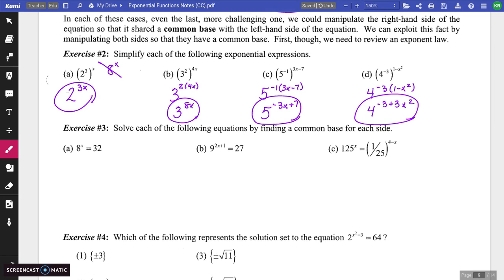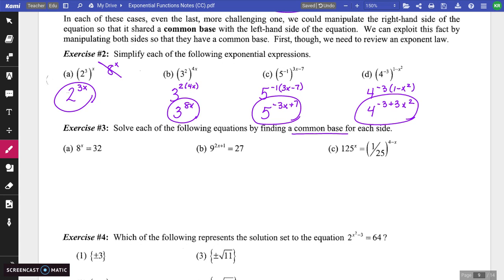All right, so now we're going to combine these two last ideas that we've looked at and use them to solve some exponential equations. We are going to solve by finding a common base. The first one, 8 to the x equals 32. Well, what base can both of those be rewritten as?